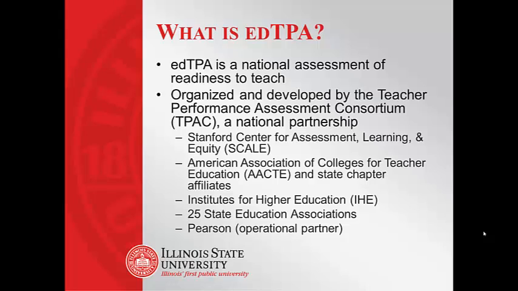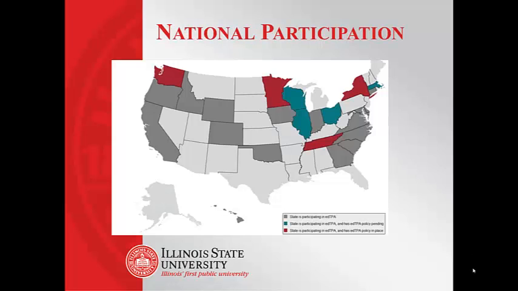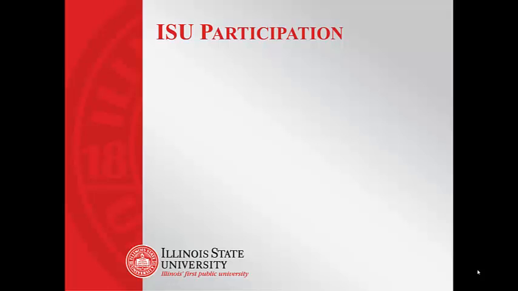It's a national partnership among several organizations, including the Stanford Center for Assessment, Learning, and Equity, otherwise known as SCALE, the American Association of Colleges for Teacher Education, AACTE, of which ISU is a member, Institutes for Higher Education, 25 state education associations, and Pearson, who is an operational partner in the process. As you will notice from this map, 24 states are currently participating in edTPA in some way, shape, or form. The reason the states are in different colors is because they had different levels of participation.